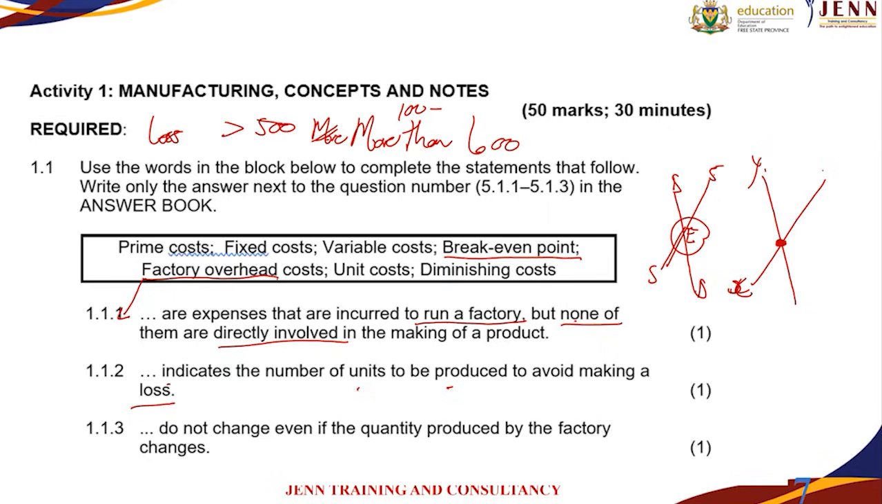And then 1.1.3 says, dash do not change even if the quantity produced by the factory changes. You remember we spoke about that concept earlier. We said no matter how much you produce, they don't change. Whether you produce more or less, they don't change. So this simply means the fixed cost will be the answer for 1.1.3. Why the fixed cost? Because they are fixed.